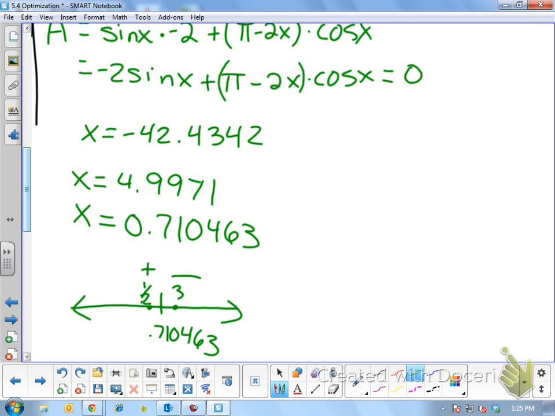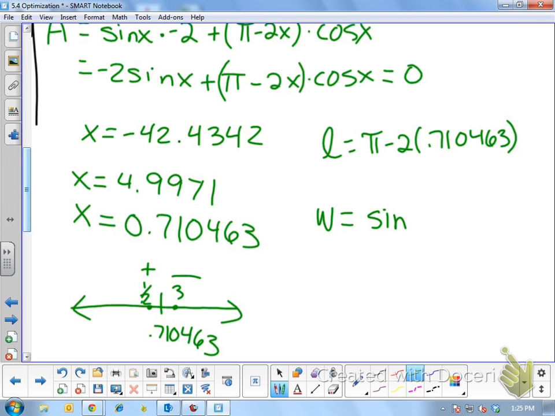We had equations for the dimensions. What was our equation for length? Pi minus 2x. So we have to do pi minus 2 times 0.710463. That's why I used so many decimals, because I knew we'd have to plug it back in. We need width, sine of x, so sine of 0.710463.